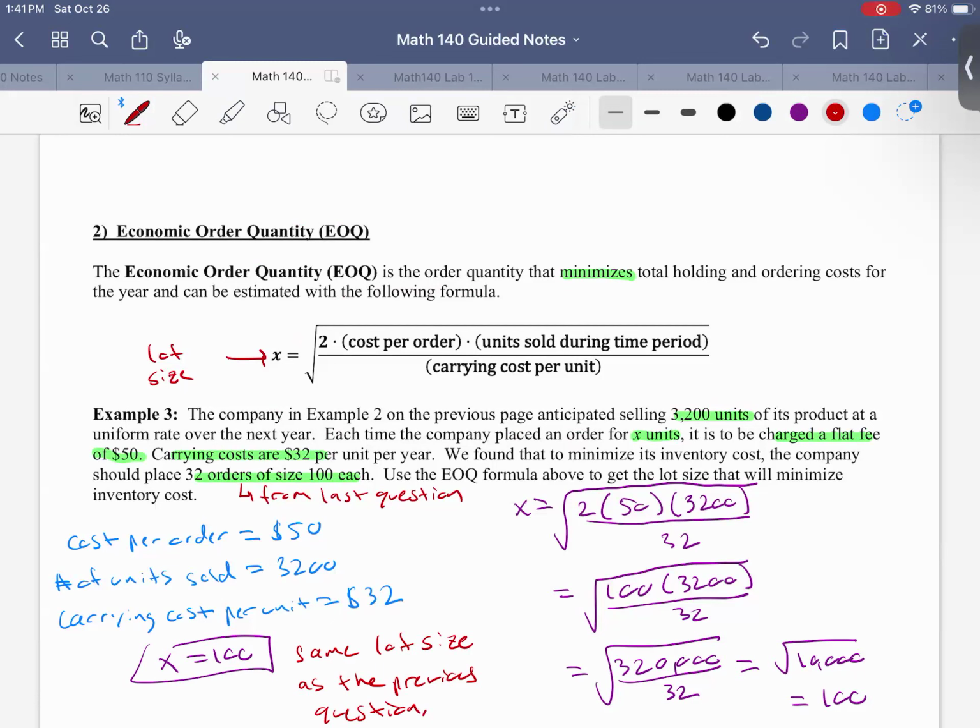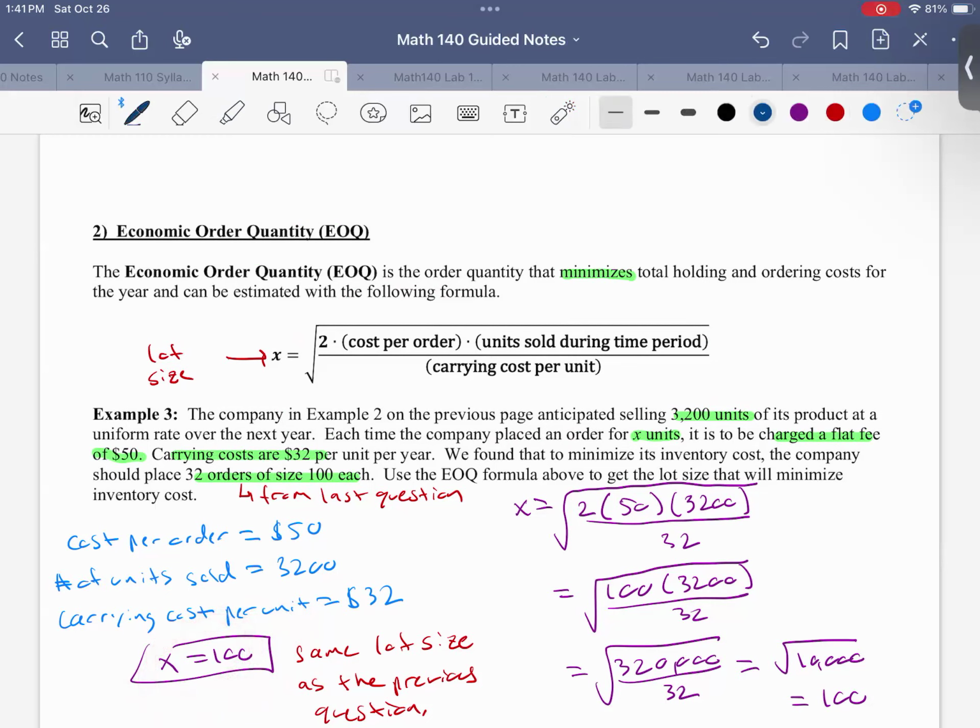Okay, so this is just a quicker way to get our lot size instead of perhaps having to find the critical value and so on. This is a way to find the lot size, but we still need to be careful.